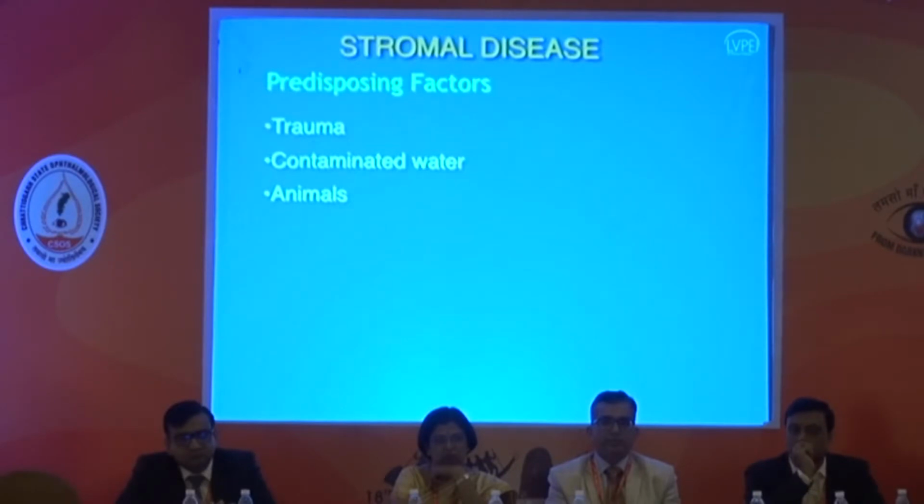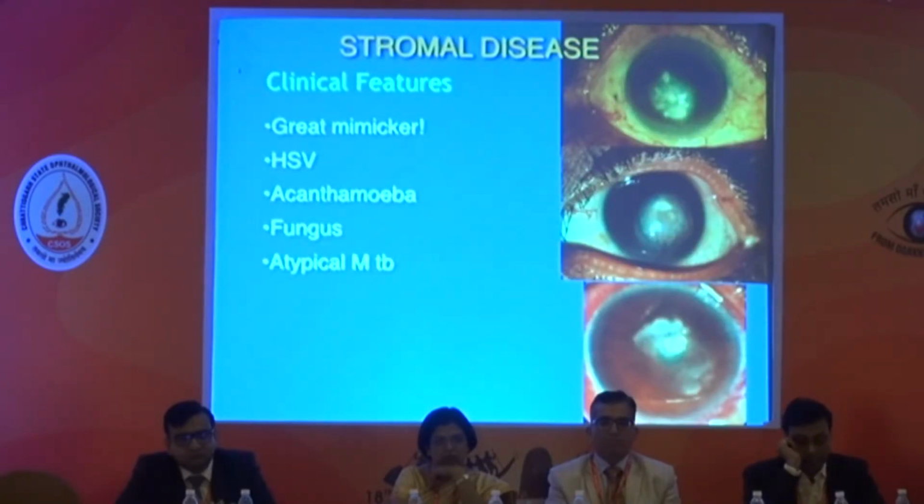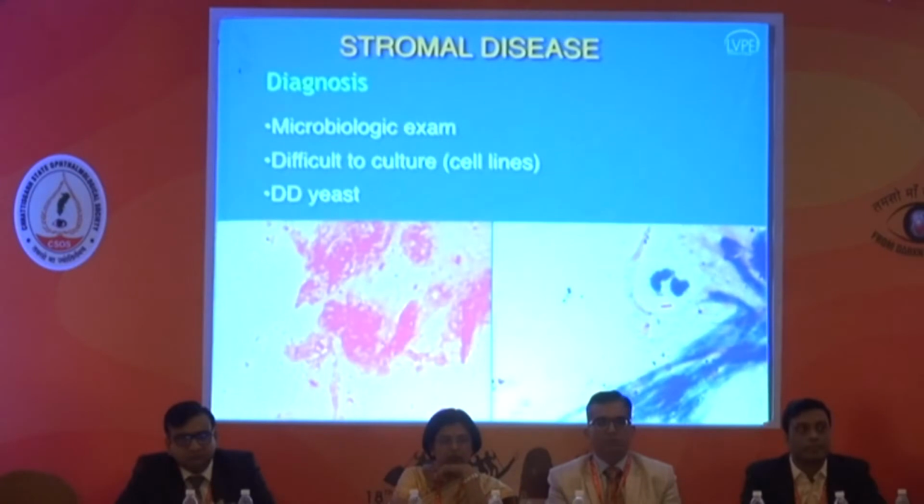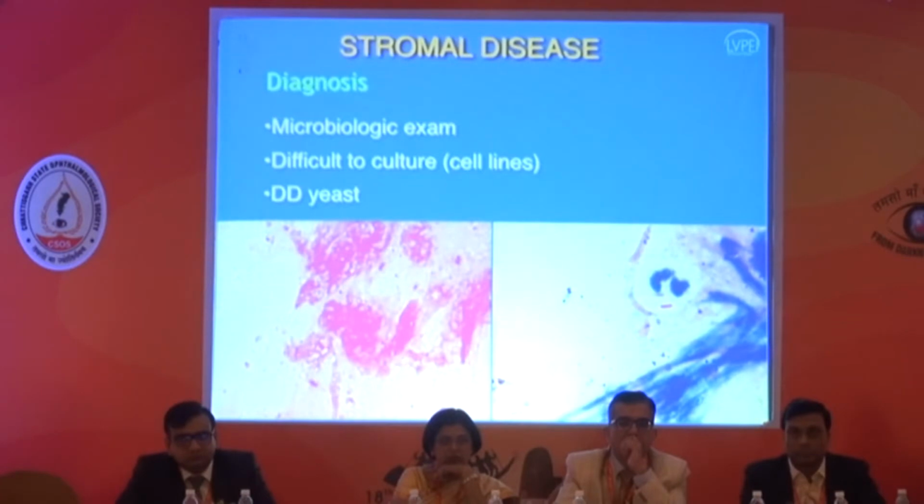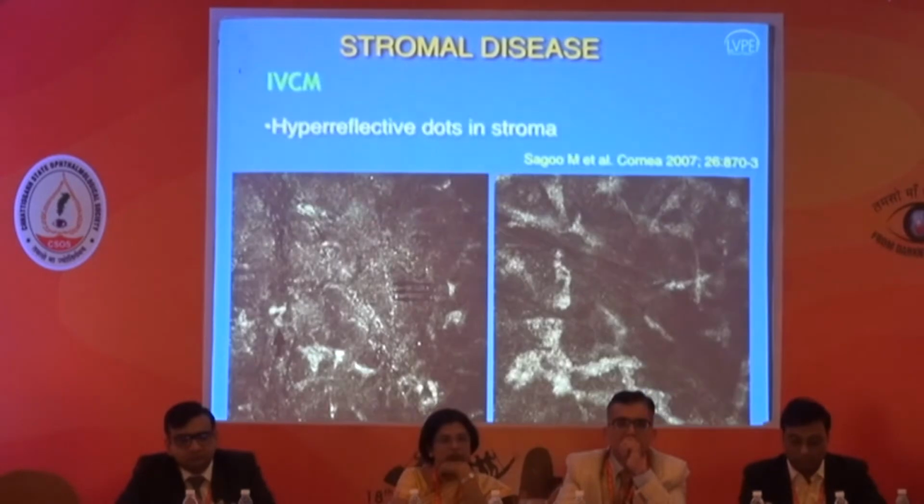Again, the predisposing factors are common. And when you look at it, it could look like acanthamoeba, it could look like HSV, it could look like atypical mycobacterium. So all these are actually microsporidia. This is something that we need to be aware of, and unless you have a high level of suspicion, you may start treating it as something else and it doesn't respond. So this is how it appears when you scrape it. On scraping, you find again these oval-shaped spores, and when you do an acid-fast stain, you can appreciate the acid-fast spore on 1% AFB staining. In IBCM also, you can find these hyperreflective dots in the stroma.